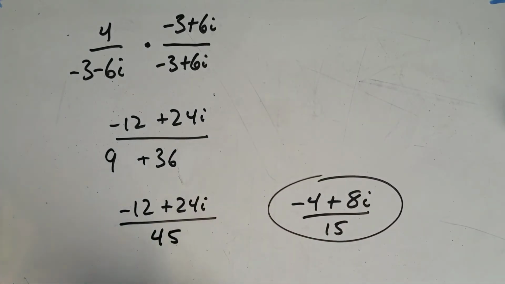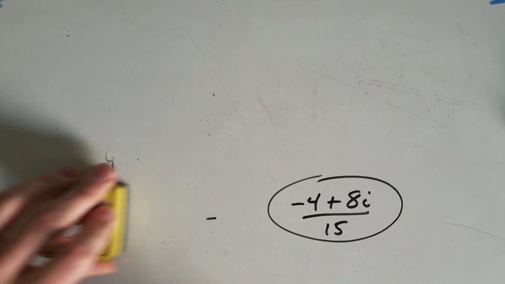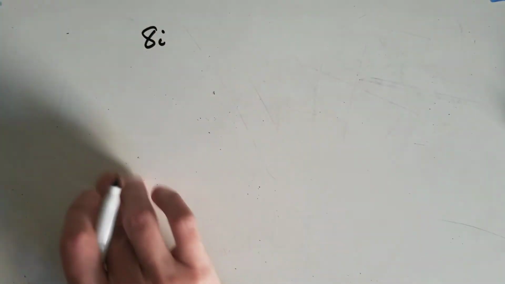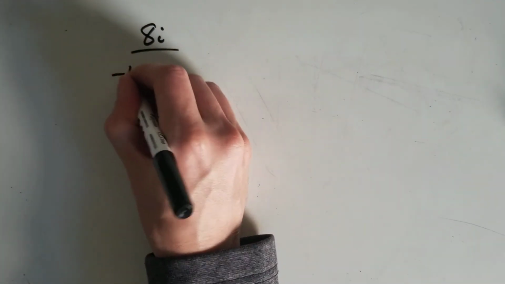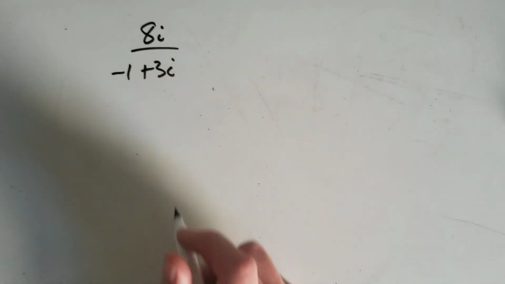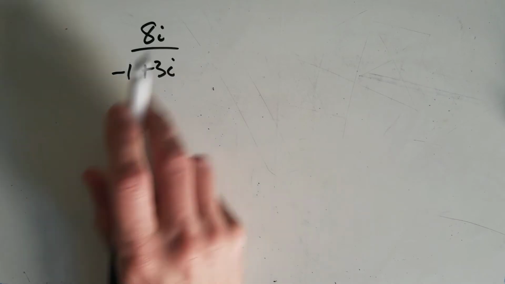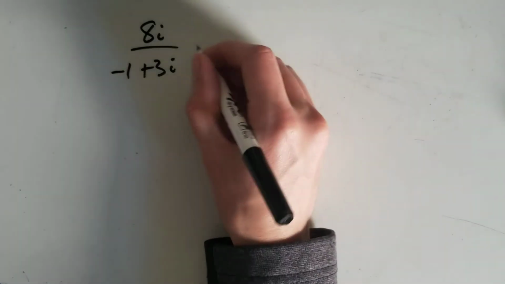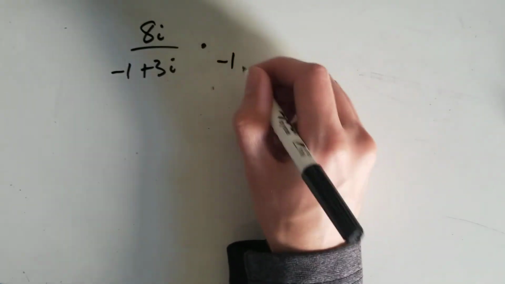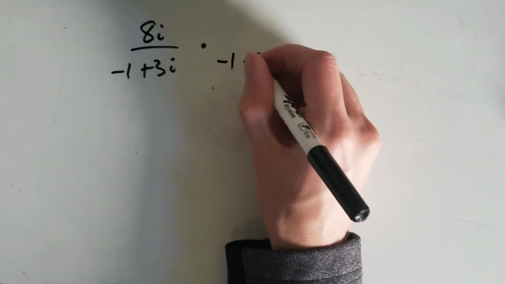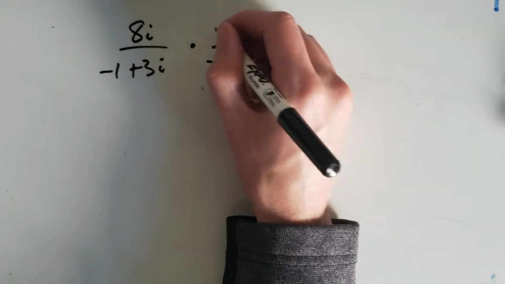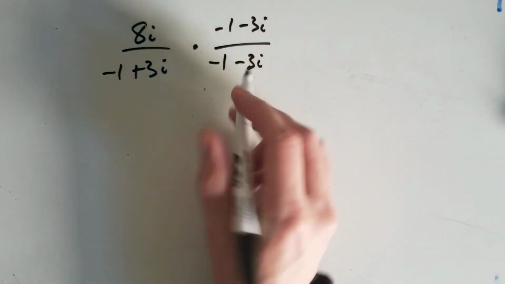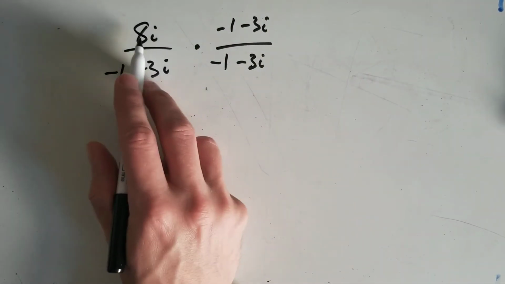Alright, our next one. Now we're going to have an imaginary divided by a complex. So we have 8i over negative 1 plus 3i. And we just need to get this i out of the denominator, and we can use the conjugate to do so. So we'll have negative 1 minus 3i, that's your conjugate here. We'll multiply the top and the bottom. So let's do the top first.